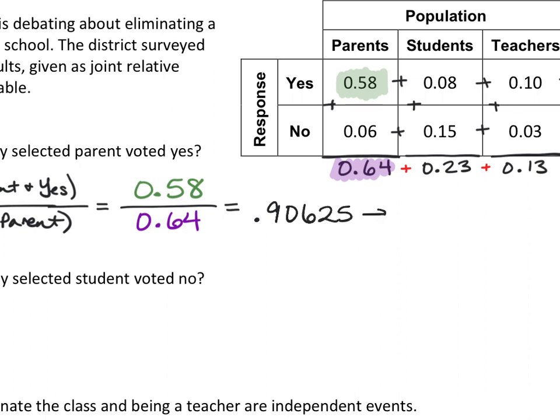0.90625, which if we round the way we've been rounding, is 90.6%. So 90% of parents that responded to my survey voted yes. Okay, just like last time when I did one of the soccer and basketball examples, you did the second one. That's exactly what we're going to do here.